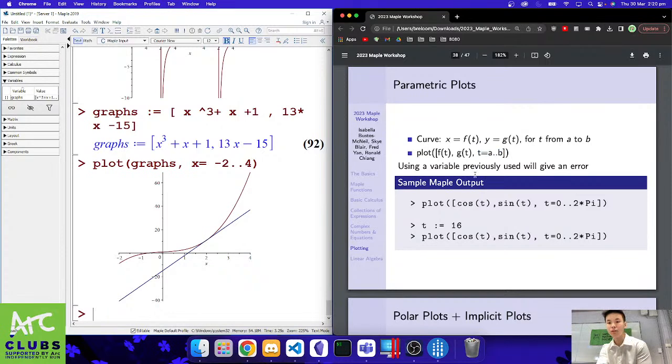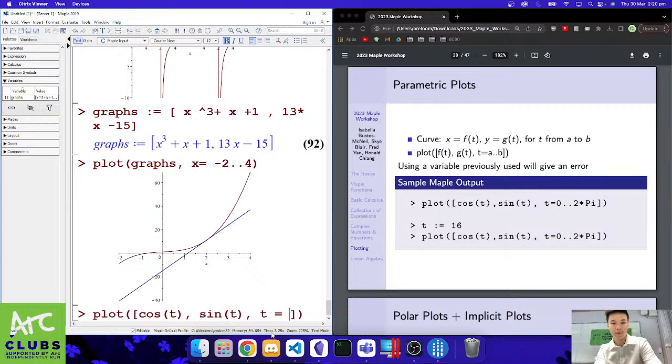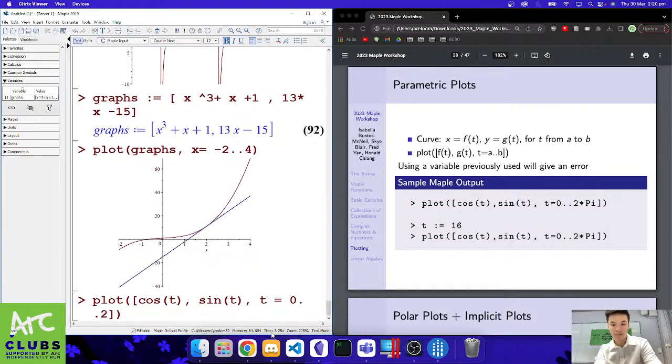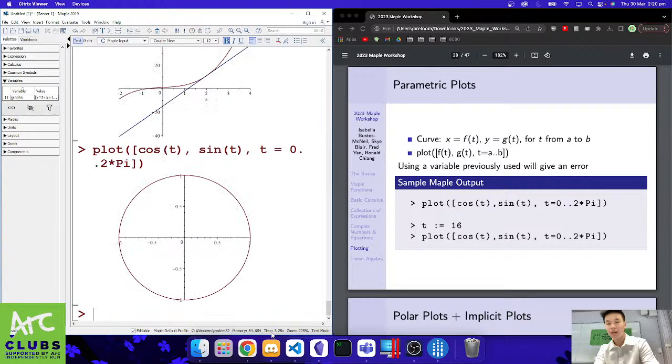Say, for example, we want to plot the unit circle in Cartesian form. That's again going to be the plot function, and this time we have to put all of our parameters inside a list. The unit circle is just going to be cosine t, sine t, where t ranges from 0 to 2 pi. And as you can see, we get a really nice unit circle.